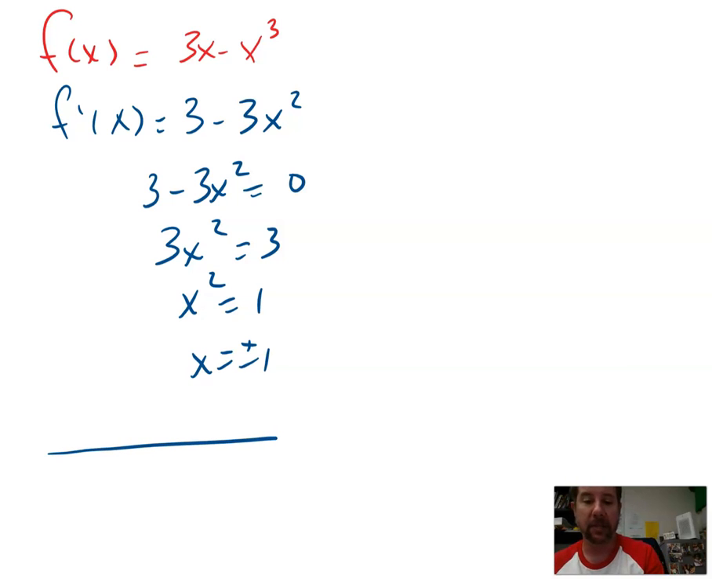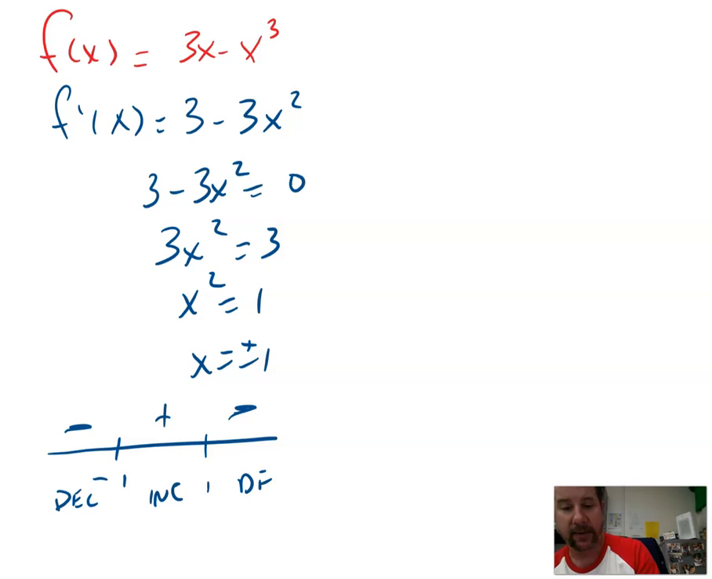If I do my little number line, hey, negative 1, 1, and I plug in on these intervals, I'd probably start with 0 because it's easy. If I plug in 0 to the derivative, I'm going to get 3. So that's positive. If I plug in 5, I get 3 minus 3 times 25 or some big number. Again, I really don't care what the number is so much as the sign. So 3 minus some really big number is going to be negative. And then if I plug in a negative 5, the same thing, I'm going to get 3 minus some really big number, or negative.